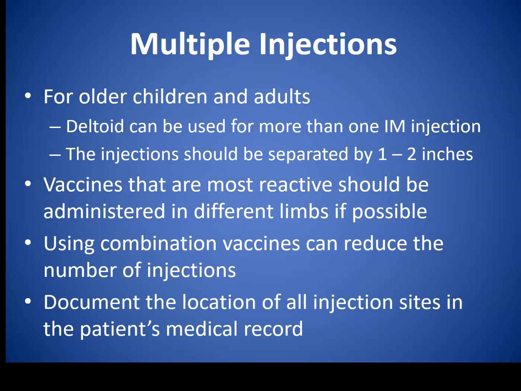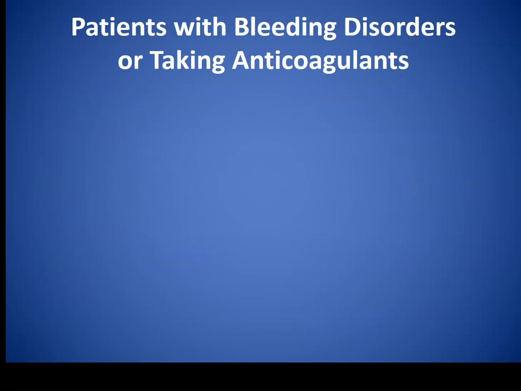Always document the location of all of the injection sites in the patient's medical record, right? So if you're giving a Tdap in the right arm and you're giving an influenza in the left arm, make sure you document that specifically in case they have a reaction or a local infection. That way we know for the future that they possibly have an allergy to that specific vaccine or medication.